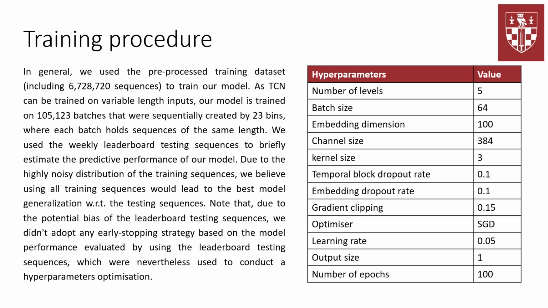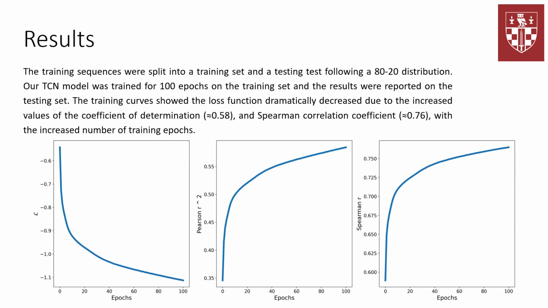Due to the highly noisy training sequences, we trained our model on the entire training sequences. We use batch training over the 23 bins, exploiting the ability of TCNs to be trained on variable length inputs. We use the weekly leaderboard results for hyperparameters optimization. The table on this slide shows the used hyperparameters.